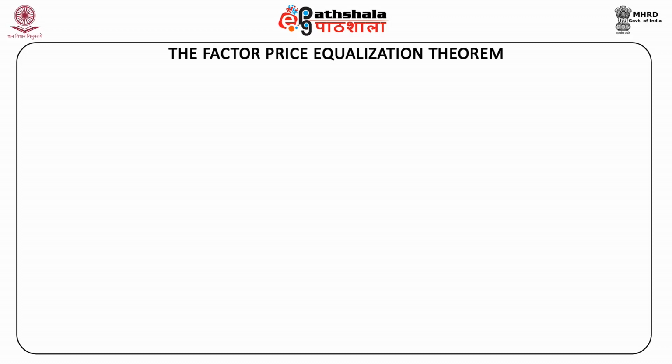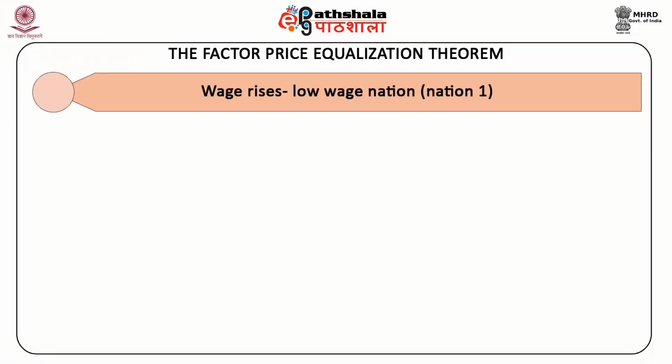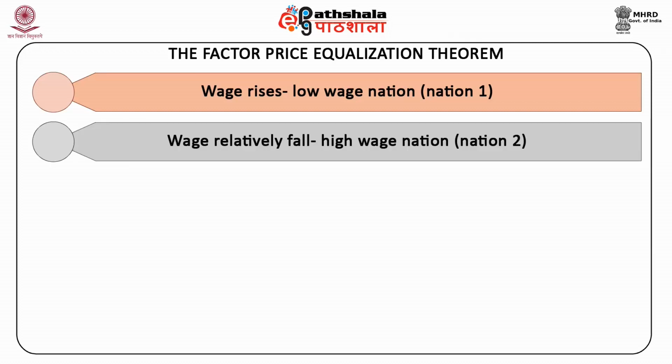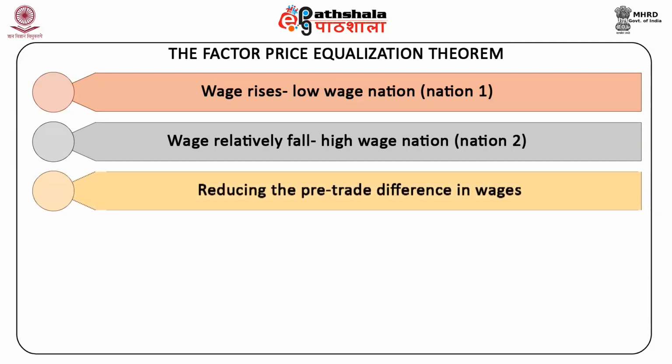International trade will cause wages to rise in nation 1, the relatively low wage nation, and to fall in nation 2, the relatively high wage nation, thus reducing the pre-trade difference in wages between the two nations.